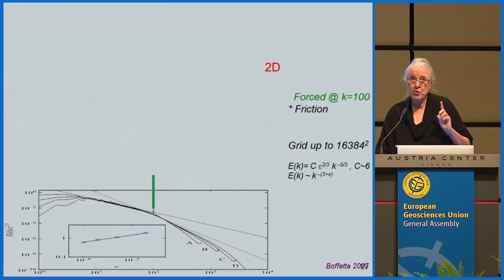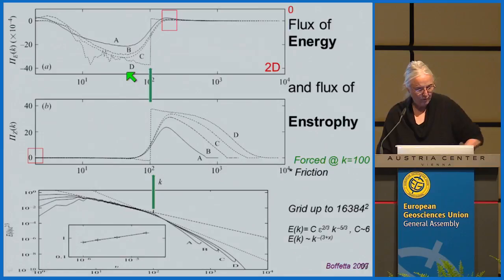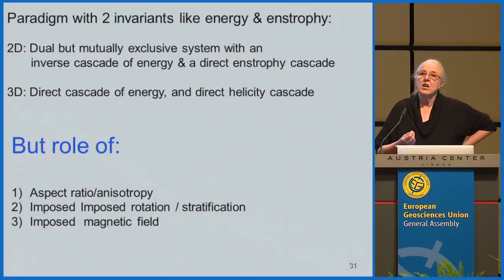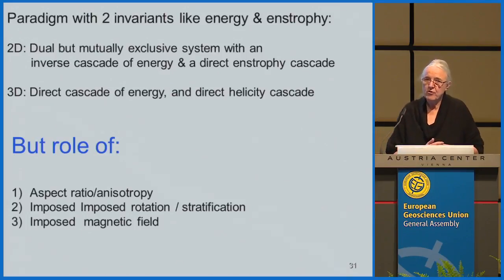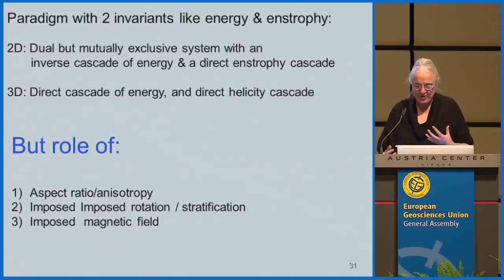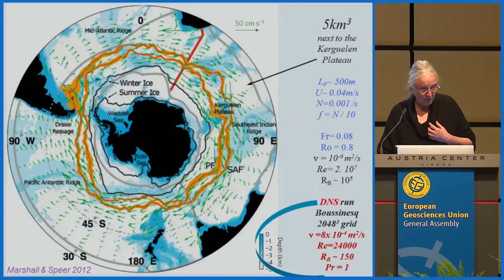The one thing you believe about two-dimensional turbulence is that it is the inverse. You have an energy cascade going to the large scale, and the flux, indeed, of the energy is negative and semi-constant at large scale and zero at small scale. So the paradigm is with two invariants with a different physical dimension, you have a dual but mutually exclusive cascade. And what has been discovered in the last 5 years by several authors is that it isn't so simple. There are ways you can do things differently in several cases.